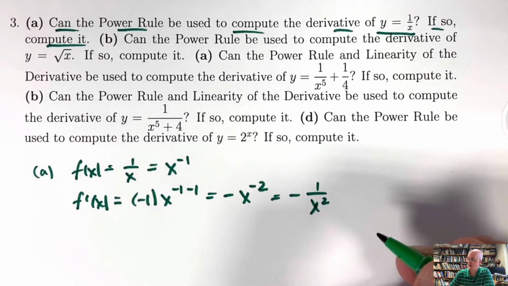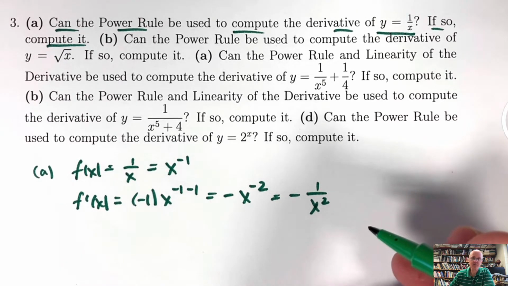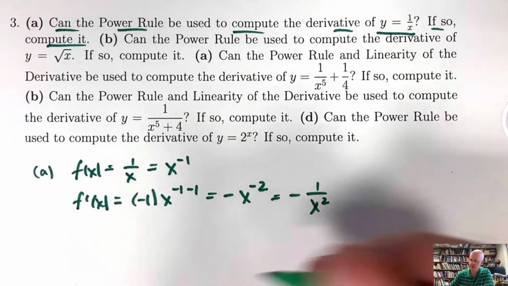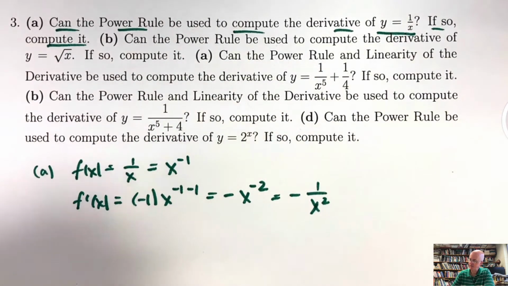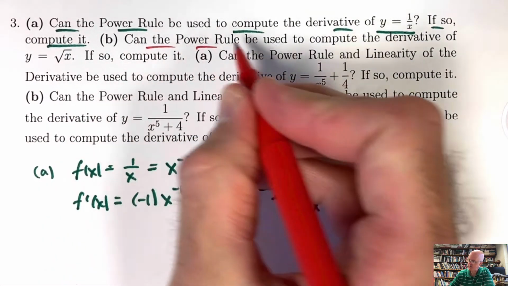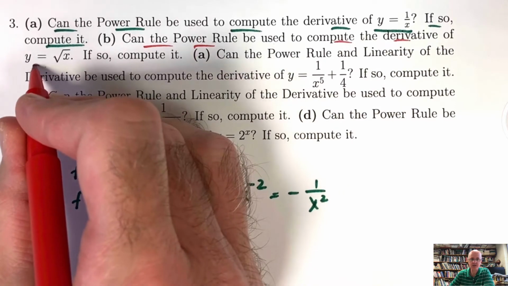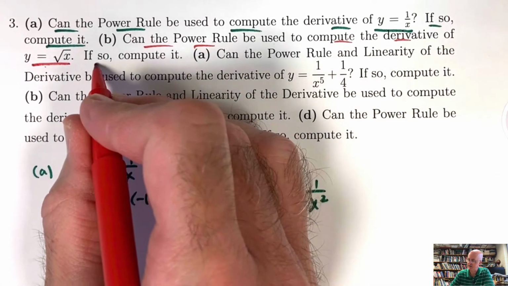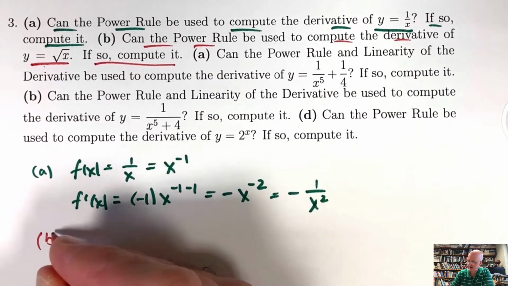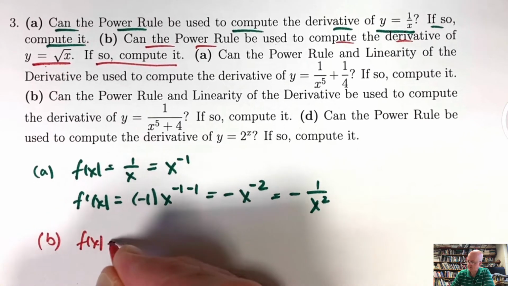This is true for all of x where these functions are defined, which is all x except 0. Let's do part B now. Can the power rule be used to compute the derivative of the square root of x? And if so, compute it.